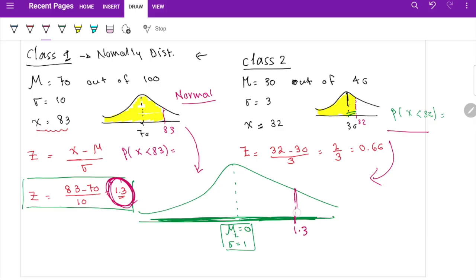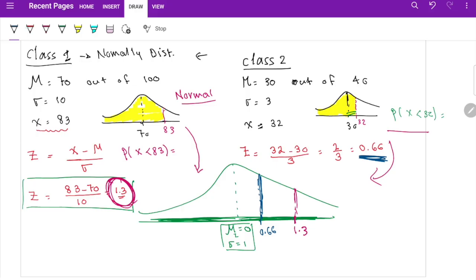This is 1.3. Again, if you'd like to look at the 0.66, because it's a standardized value, it's going to be somewhere here. So what did we do? We can put both grades in one distribution, because this is a standardized distribution. And if you'd like to find now the area, the probability, you can do so. For example, what can you do? You can just tell me that, hey, I'm looking for the probability under the curve.